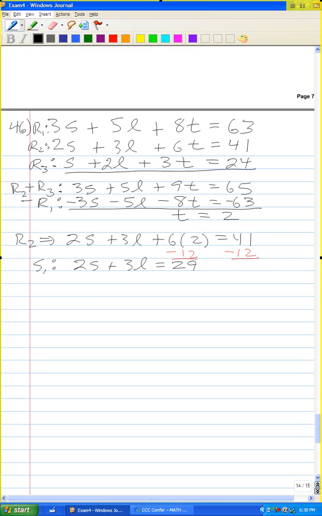Next, for R3, I get S plus 2L plus 3T equals 24. Subtract 6 from both sides. And so I have here S plus 2L equals 18. Call that S2. Okay. So now let me try to get rid of, let's say, S.